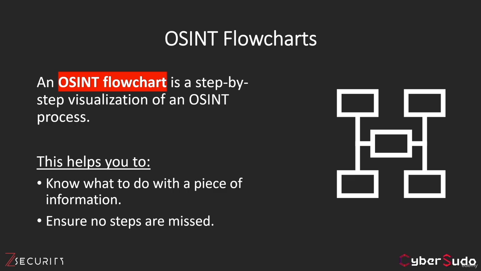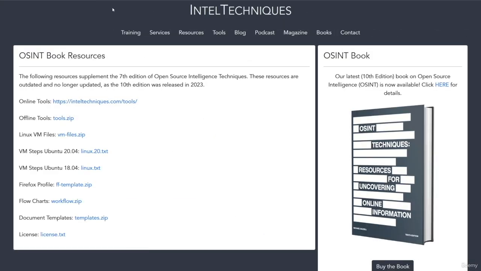So what an OSINT flowchart will do is that it's going to tell you what you can do with a piece of information. For example, you can search for this username on What's My Name, on search engines, on people search engines, etc. This will also help you to ensure that you do not miss any steps. So let's say that you have searched for this username on What's My Name, but you have forgot to search for it on search engines. So by looking at the flowchart, you will know what steps you have missed and therefore search for the username somewhere else. So the first flowcharts that I would like to show you are by Intel Techniques.